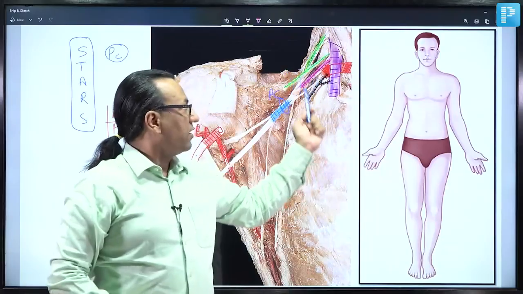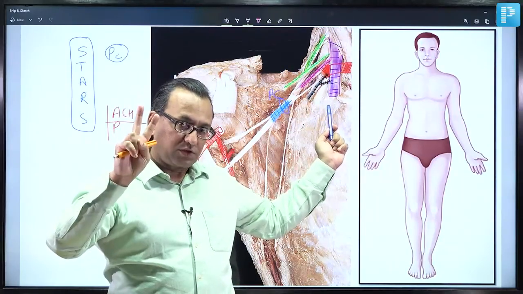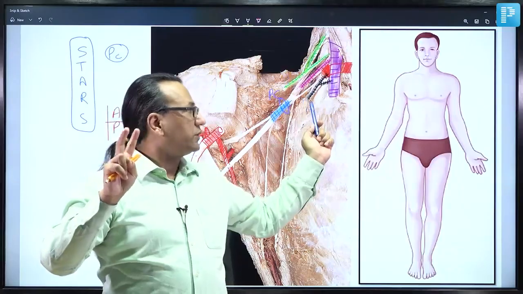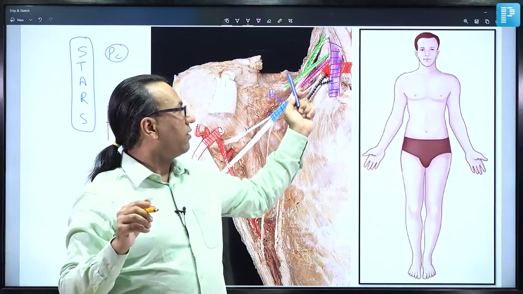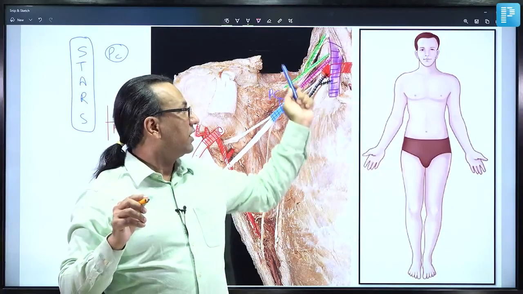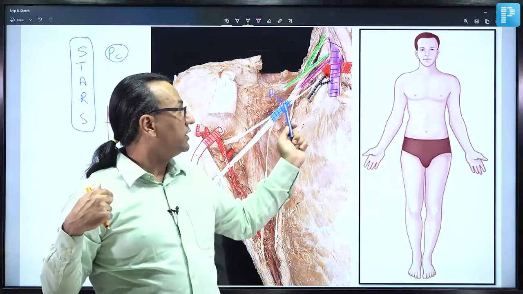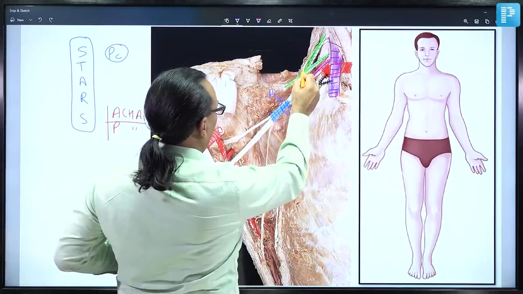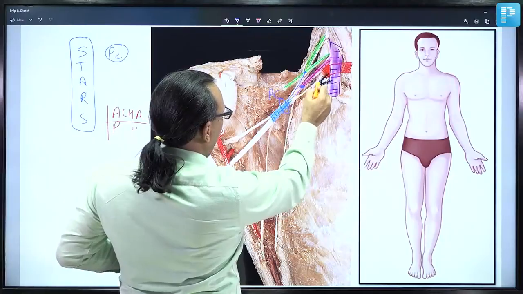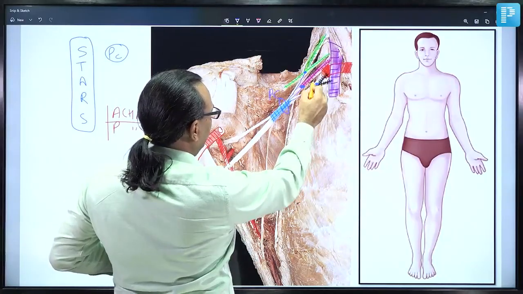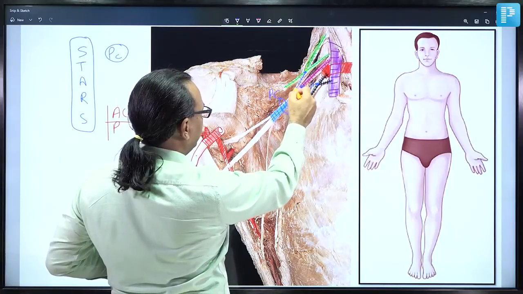Now, upper trunk, middle trunk, lower trunk, each will give 1 anterior division and 1 posterior division. This time we are focusing upon posterior division only. So, posterior divisions of upper trunk, middle trunk, lower trunk pass behind the bone clavicle, and then join to form posterior cord of brachial plexus. So, posterior division of the upper trunk, of the middle trunk, and of the lower trunk have joined to form the posterior cord.